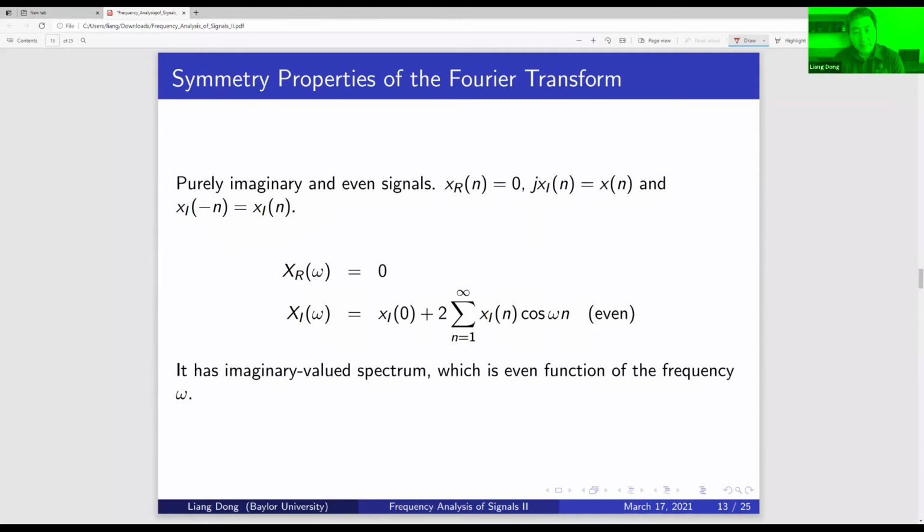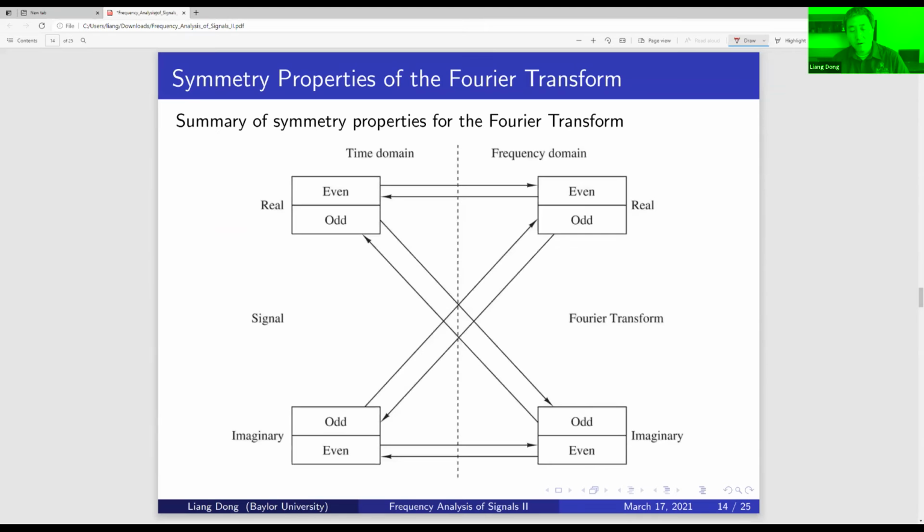Purely imaginary and even signal. So it's purely imaginary and even. The imaginary part is even. Then it has an imaginary-valued spectrum. We have only this part, that's 0 here, which is an even function of the frequency omega. And that is a sum of all these cosines. So these can all be deduced from the basic Fourier transform equation.